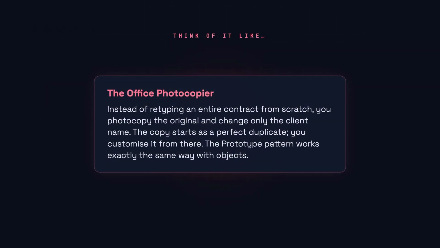Think about a photocopier in an office. When a colleague needs a contract that is almost identical to one you already filled out, nobody retypes the whole document. You copy it and change just the fields that differ. The original document is your prototype. The copy is your new object. That simple idea, duplicate a known good instance rather than construct from zero, is the entire heart of this pattern.